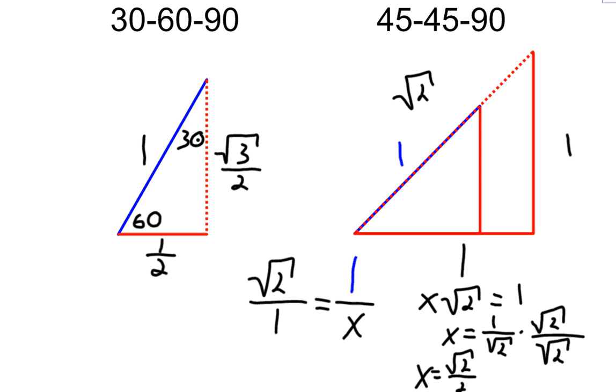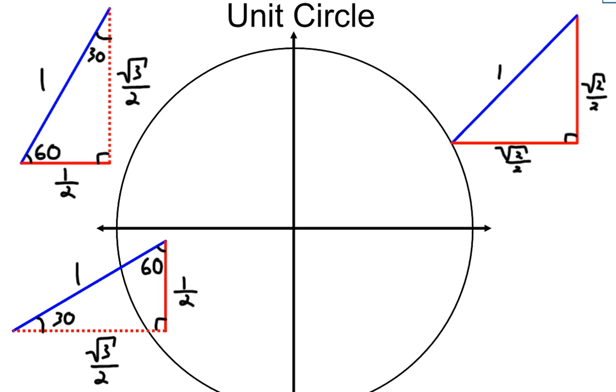So now that will define this 45, 45, 90 triangle with a hypotenuse of 1, and these sides are going to be the square root of 2 over 2 and the square root of 2 over 2. So now let's build our unit circle off these two special right triangles.